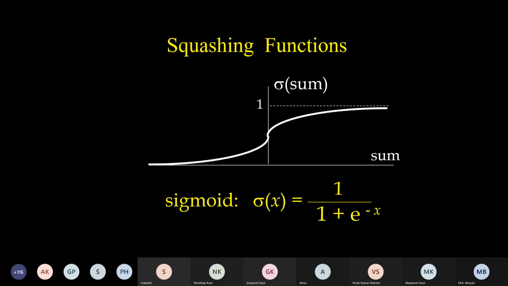So this squashing function I can consider like this. This is a sigmoid function, that is the exponential function 1 divided by 1 plus e to the power minus x. So you can see in the x-axis I am considering the sum. The sum is greater than this particular value. So then in this case I will be getting the output in the artificial neural network.